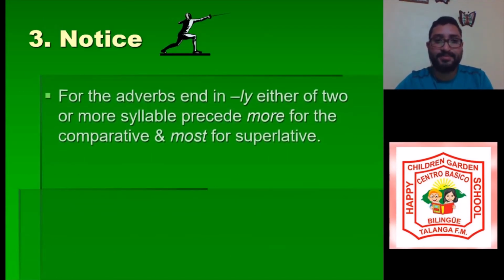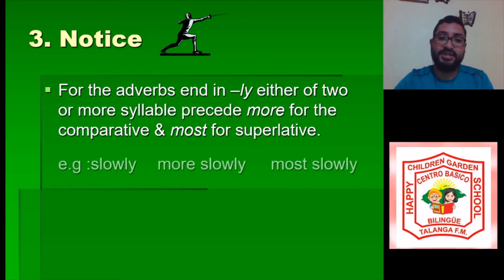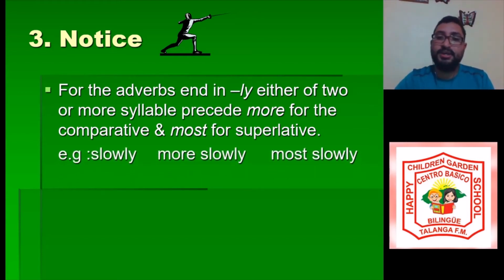So, for the adverb that ends in LY and has two or more syllables, we're going to use more for the comparative and most for the superlative. Slowly, more slowly, most slowly, because this adverb has already been converted to another form. With slow, only slow, we can say slower or slowest. But we already have slowly, that is a different form of the adjective, so we're going to have to add more or most.